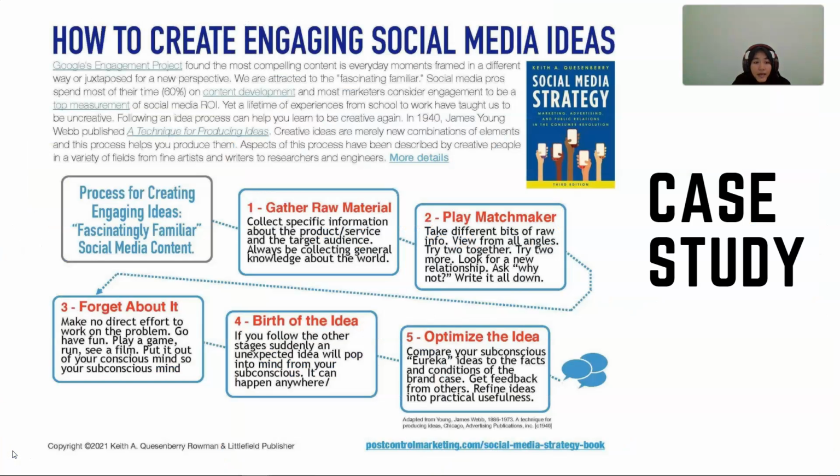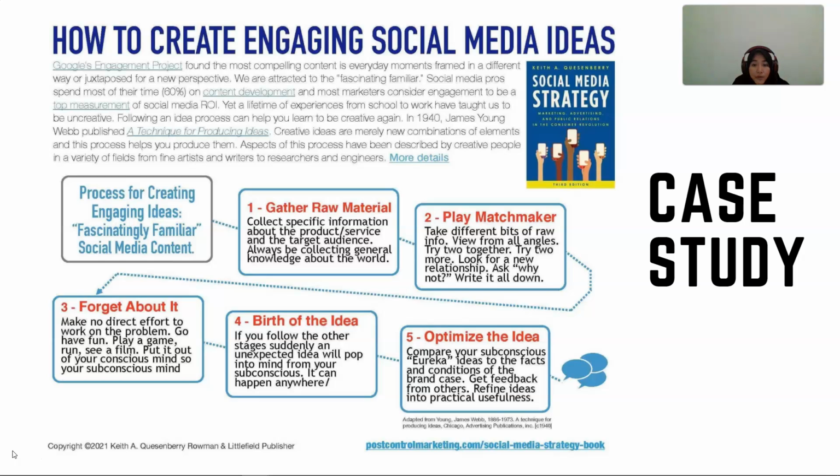Alright class, so this is how you can use Young's process to solve a problem. This is how to create engaging social media ideas. Please take time to look at this example and try to match it with the process proposed by Young. We have 5 steps here. First, you need to collect the raw material: collect specific information about the product or services and the target audience who will be involved in these social media ideas. Always be collecting general knowledge about the world in overview. So the first step is for you to get some idea of what social media is about.